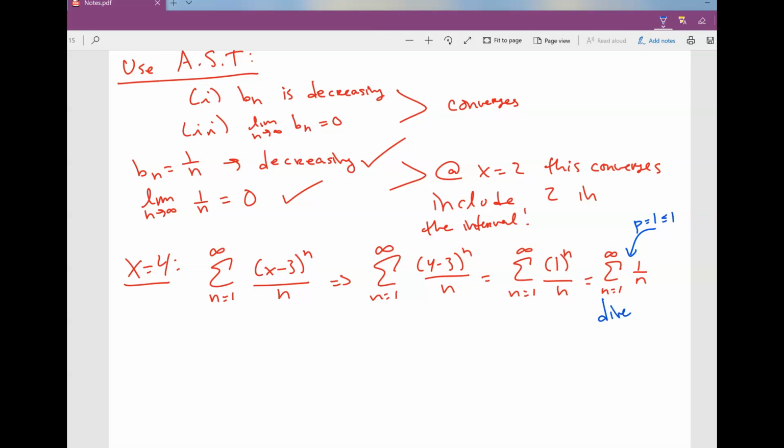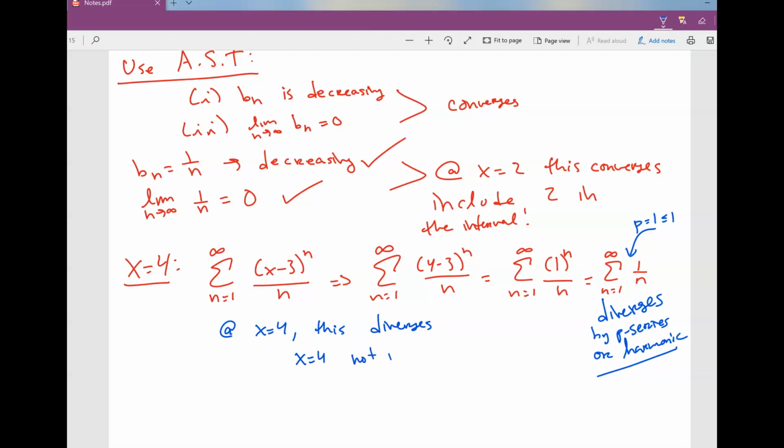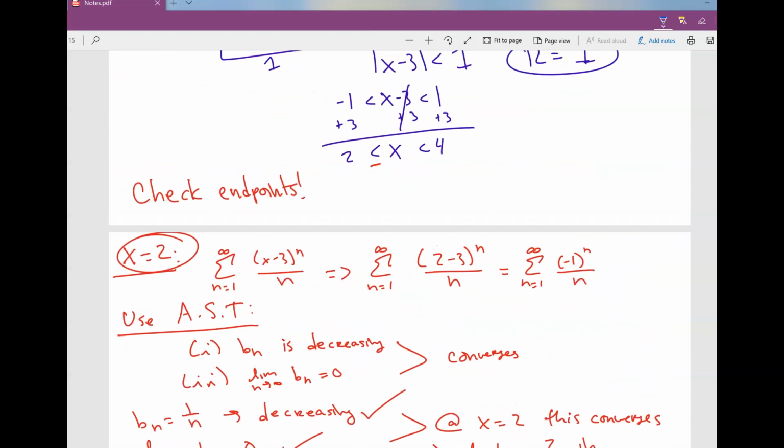So this diverges. You can do it either by the p-series or the harmonic series. So at x equals 4, this diverges. In that case, x equals 4 is not included. So we are not including x equals 4. That one stays the same.